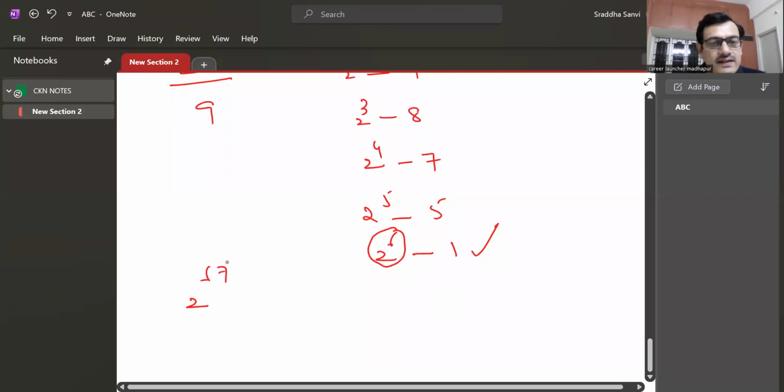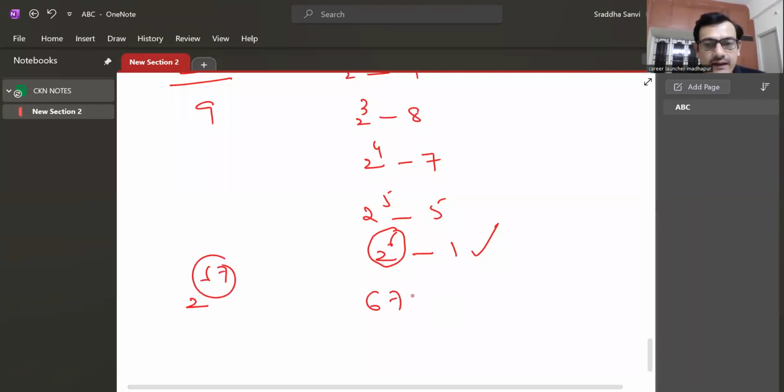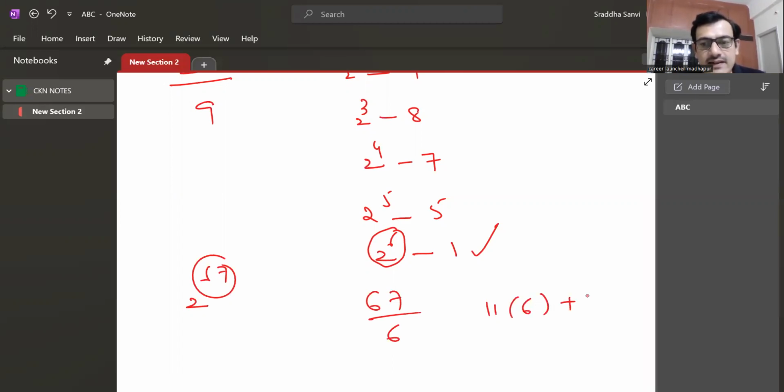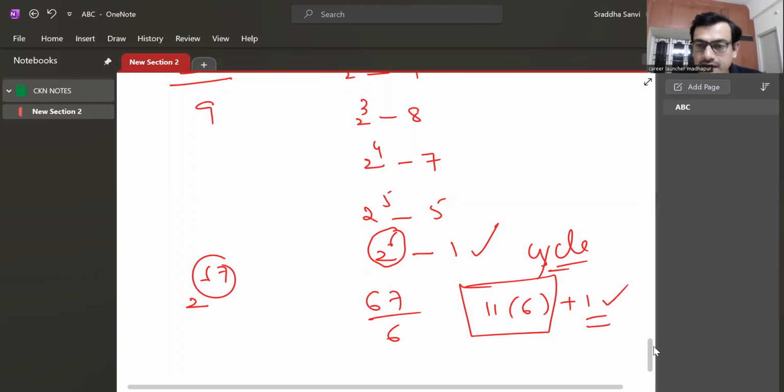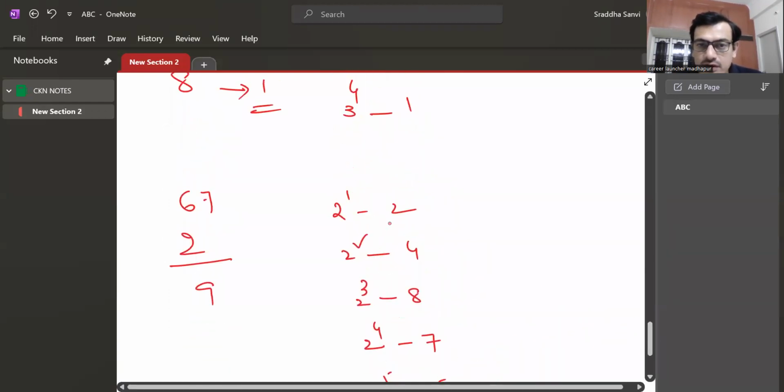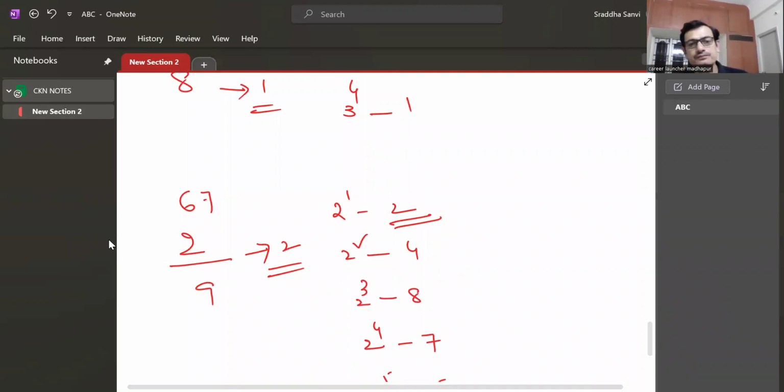2 power 67, extract the power here, divided by 6. 11 6s are 66, plus 1. That is, 11 cycles are already done. I am at step number 1. For step number 1, what is the last remainder? 2. So the remainder for this problem is 2.